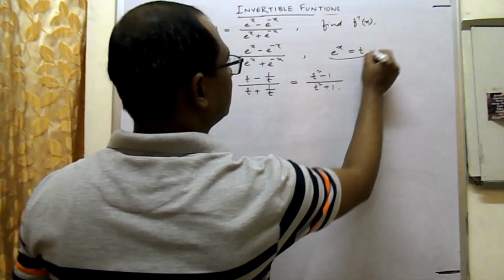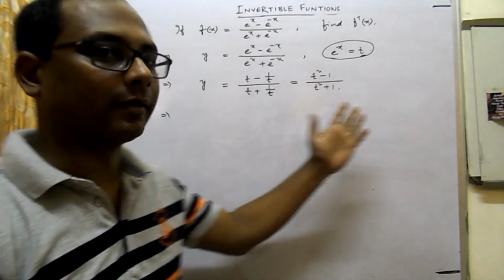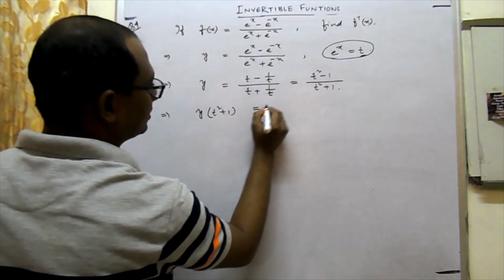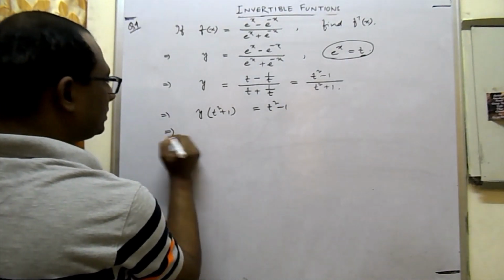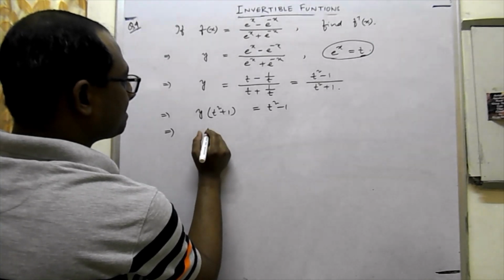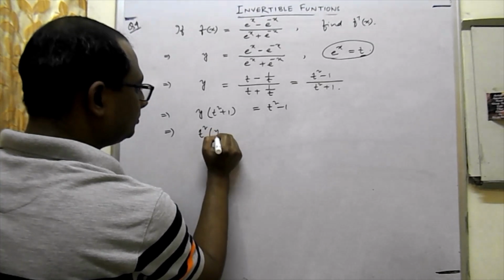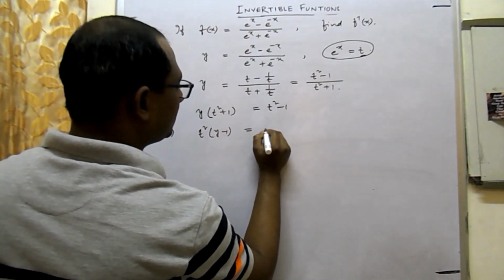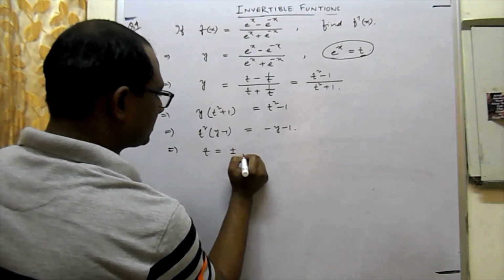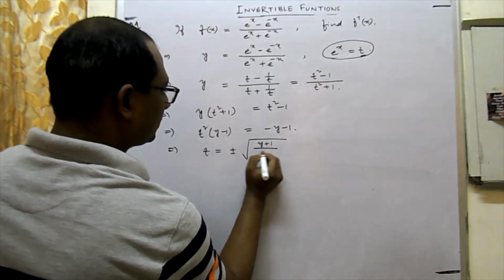So x is a function of t, now t is a function of x. So we'll try to express t in terms of y. We'll cross multiply: y(t square plus 1) is equal to t square minus 1. So t square (y minus 1) will be equal to minus y minus 1. So t will be equal to plus minus square root of (y plus 1) upon (1 minus y).